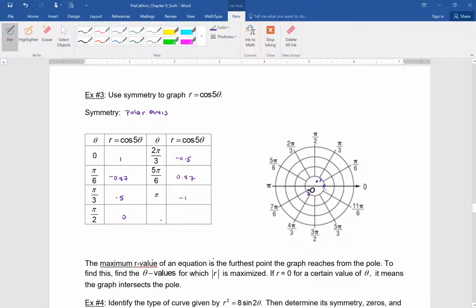And then cosine of pi over 2 is 0. So what happened here? I went around like this, and I came back. Okay, yeah. Well, not yet. And then cosine of 2 pi over 3 is negative 0.5, which is here. So that's my 5th point. Cosine of 5 pi over 6 is 0.87, here.